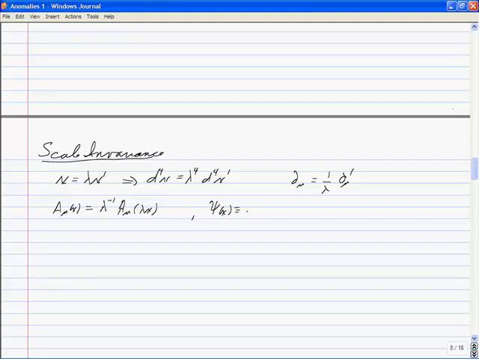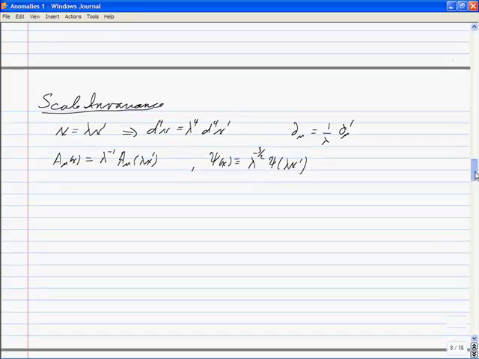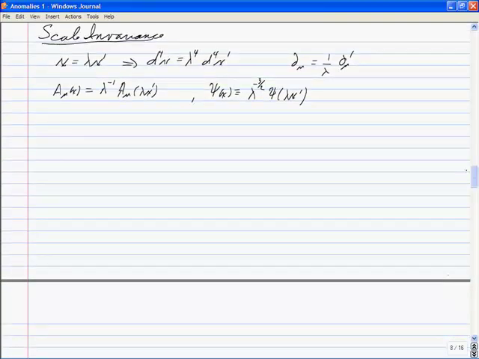So we're making a scale transformation on the A fields and a scale transformation on the fermion fields, psi of x, defined as lambda to the 3 halves psi of lambda x prime. Okay, so x is lambda x prime, so we pull out an overall factor and then we rewrite it in terms of x prime just by definition. Okay, so it's the same point in space.